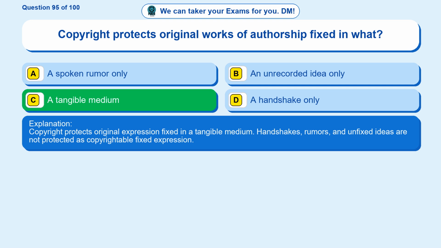Copyright protects original expression fixed in a tangible medium. Handshakes, rumors, and unfixed ideas are not protected as copyrightable fixed expression.